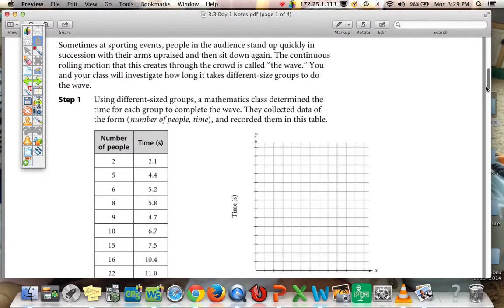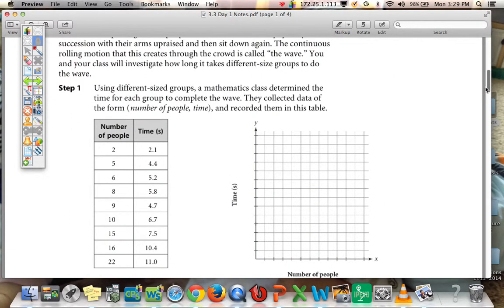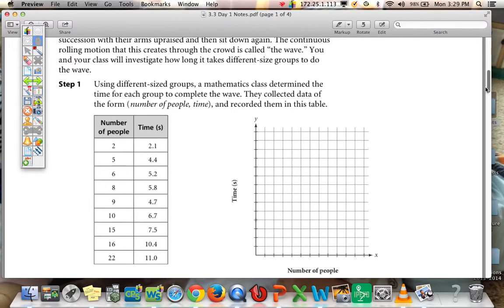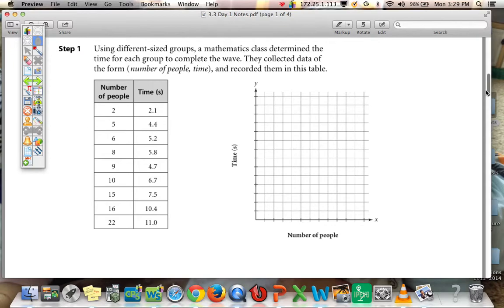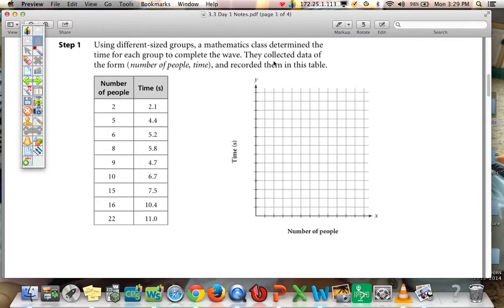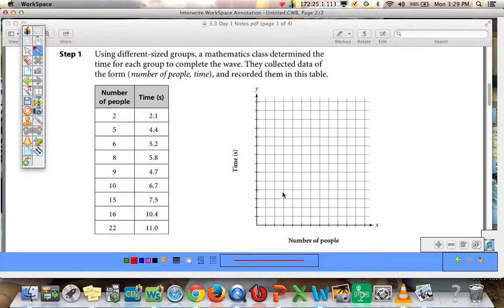Another example, sometimes at sporting events, people in the audience stand up quickly in succession with their arms raised and sit down again. The continuous rolling motion is called the wave. You and your class will investigate how long it takes different size groups to do the wave. So in class we actually do this investigation, but right now we have this data right here, so take a few minutes and see if you can graph this data, and then we'll draw a line of best fit.